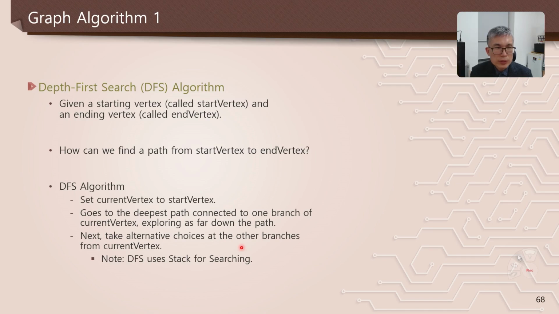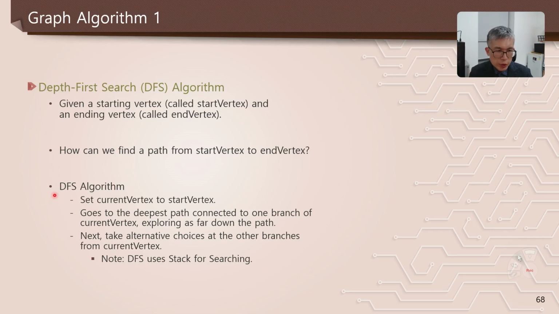The first graph algorithm is the depth first search DFS algorithm. Given a starting vertex and an ending vertex, the two are not directly connected, maybe multi-hop, so multiple edges are involved. So how can we find a path from the start vertex to the end vertex?